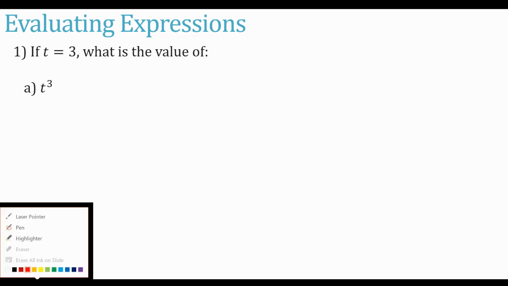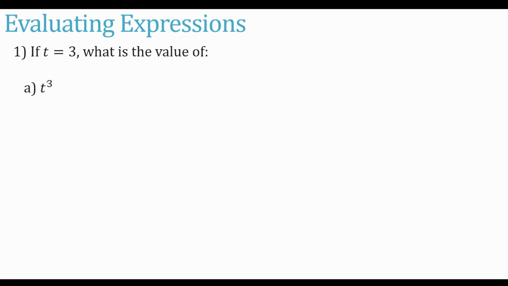Okay, so let's start evaluating expressions. So if t equals 3, what is the value of t to the third power? So what we're going to do is, we know what t is equal to. We're going to take that and substitute it in for t. t is equal to 3, so I'm going to just rewrite this. And I don't want to include any variables. So remember, when we substitute, we get rid of that variable altogether. So this is what this would look like.